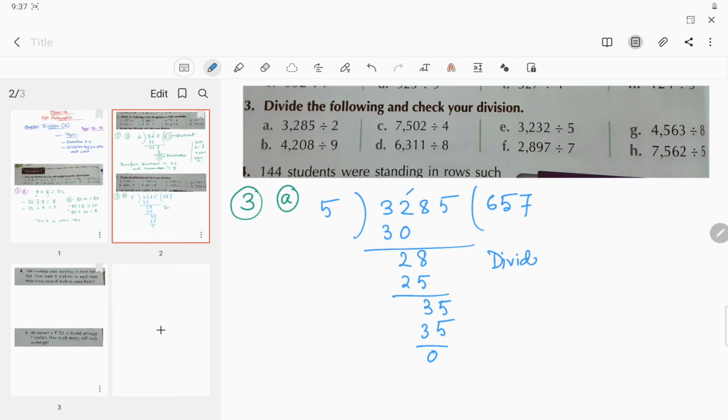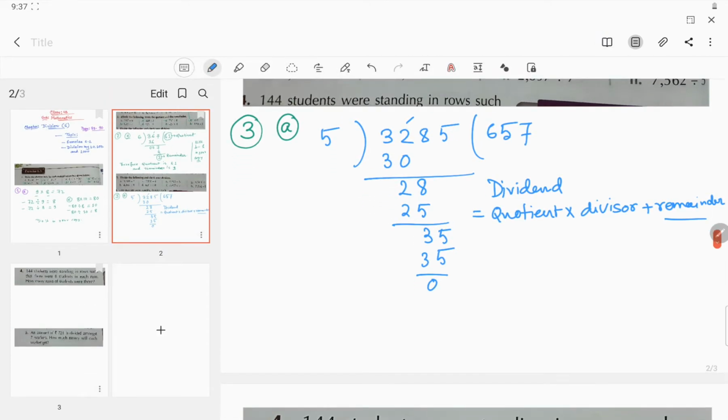So you know the rule: dividend equal to quotient into divisor plus remainder. This is the rule to check your answer. So if you multiply 657, that means the quotient, by your divisor, that is 5, what will you get?